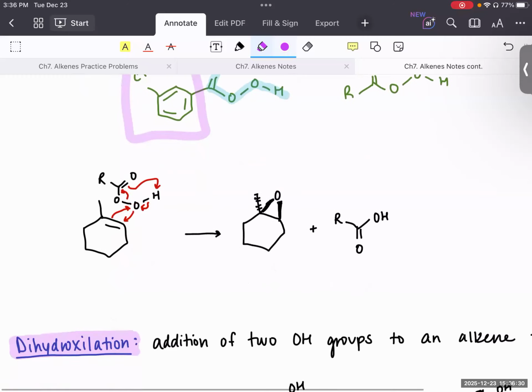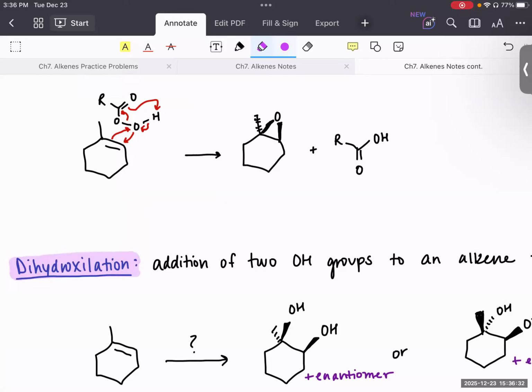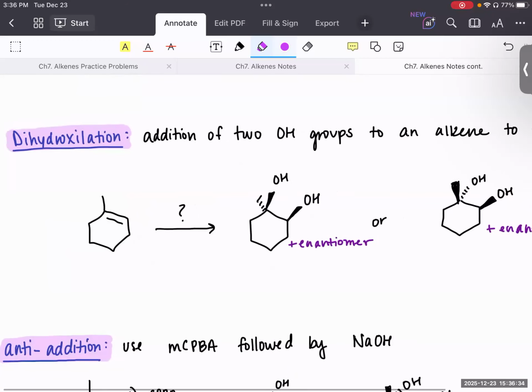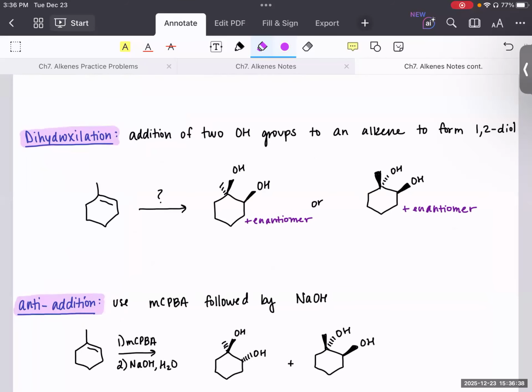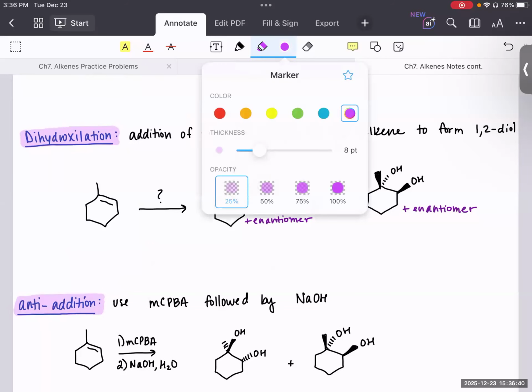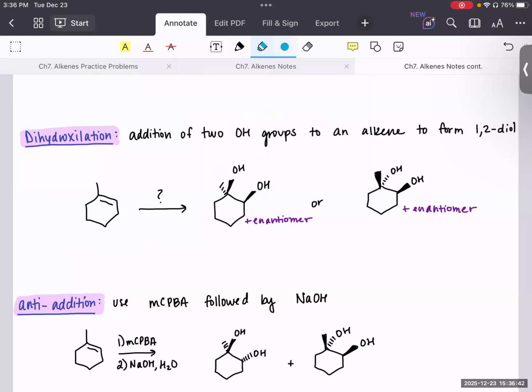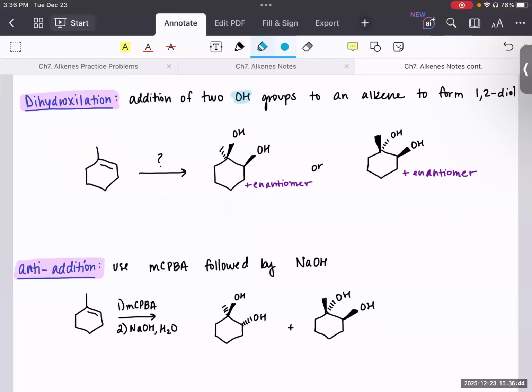Okay, so the next set of reactions that I want to talk about are dihydroxylations. In a dihydroxylation, we end up adding 2 OH groups to an alkene to form something called a 1,2 diol. A 1,2 diol has two OH groups that are spaced one carbon apart. You could think of it as being 1,2, that the carbons are right next to each other.